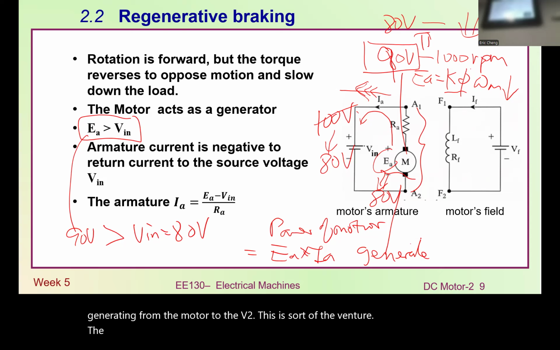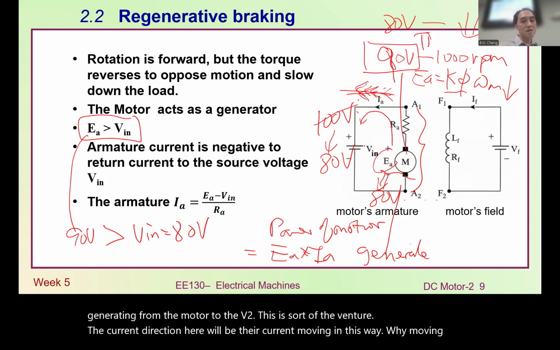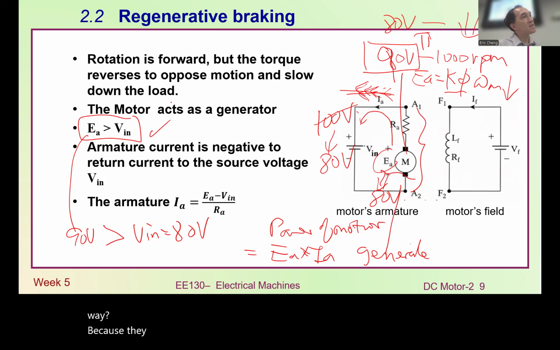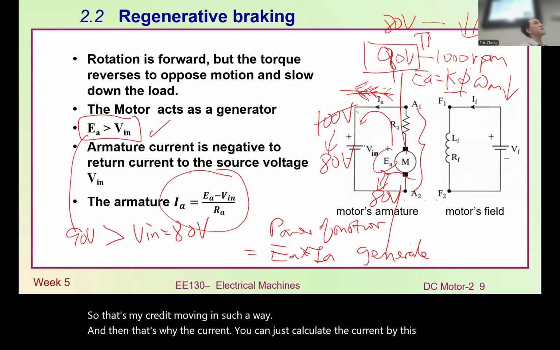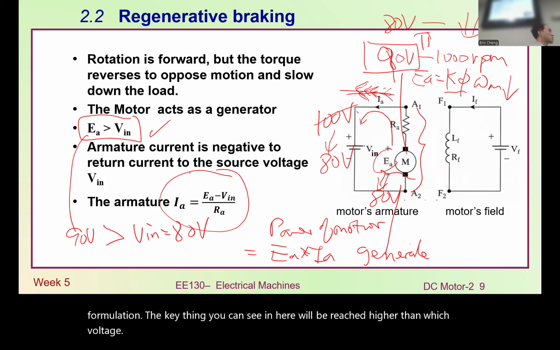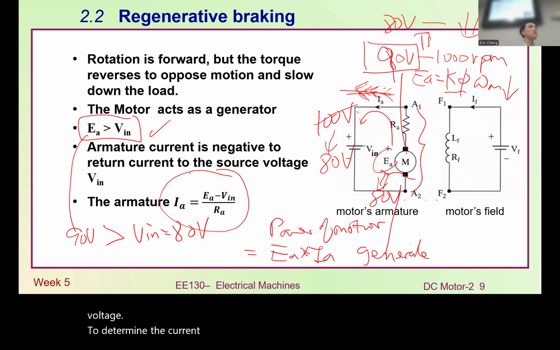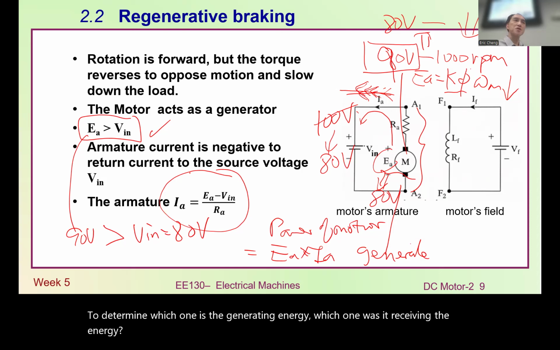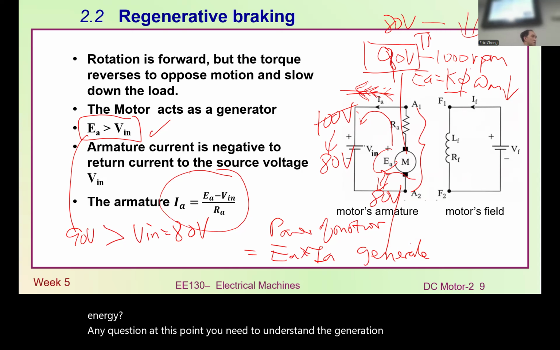One thing you can do is check the current direction. The current here will be moving in this way. Why moving this way? Because this voltage EA is higher than Vin. So that's why the current moves in such a way, and you can just calculate the current by this formulation. The key thing is which voltage is higher than which voltage, to determine the current direction, and to determine which one is generating the energy and which one is receiving the energy. Any question at this point? You need to understand the voltage generation concept.